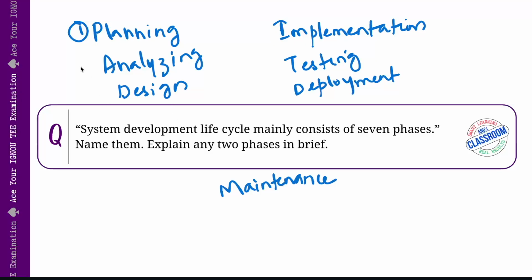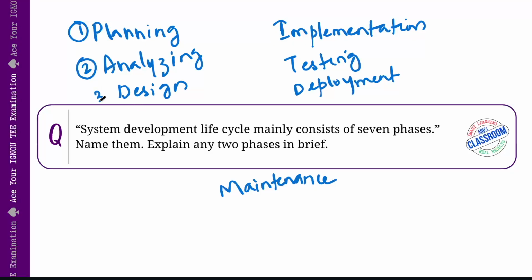The second phase is the analysis phase. Here we dive deeper into understanding the problem or the opportunity we have. We gather the requirements from the user, we define the project's scope and create a conceptual design. So you can think of this stage as understanding exactly what the user needs before building anything.